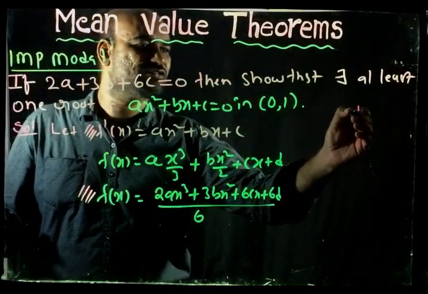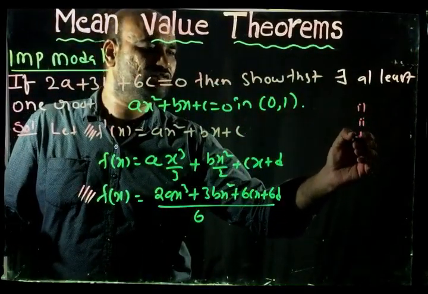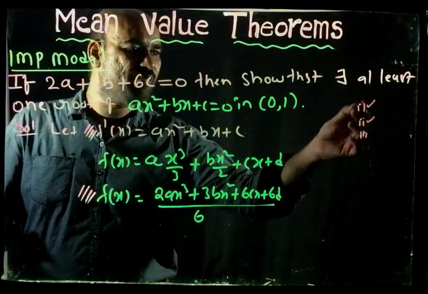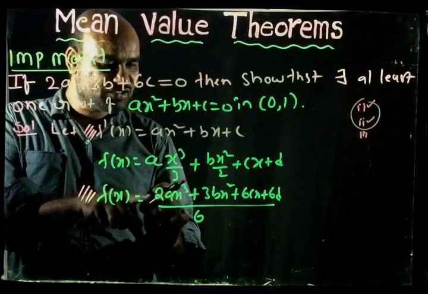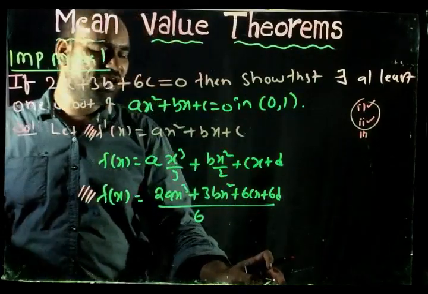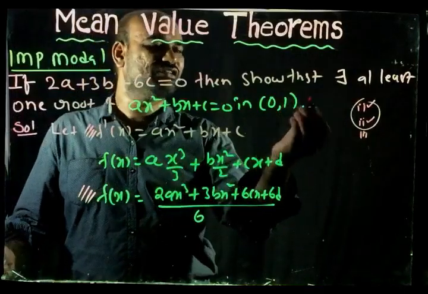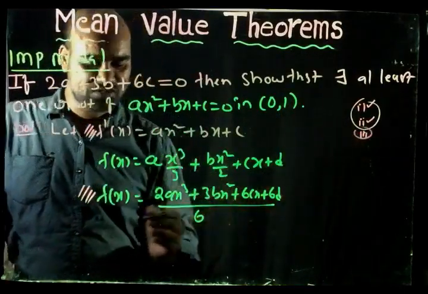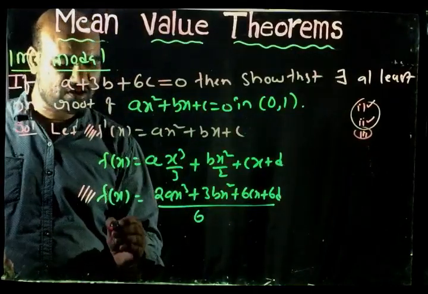So three conditions should be checked: 1, 2, 3. First, continuity and differentiability. I am not checking these two because this is a polynomial function. A polynomial function is obviously continuous and differentiable in this interval. So directly I am checking the third one, that is f(a) equal to f(b) or not.